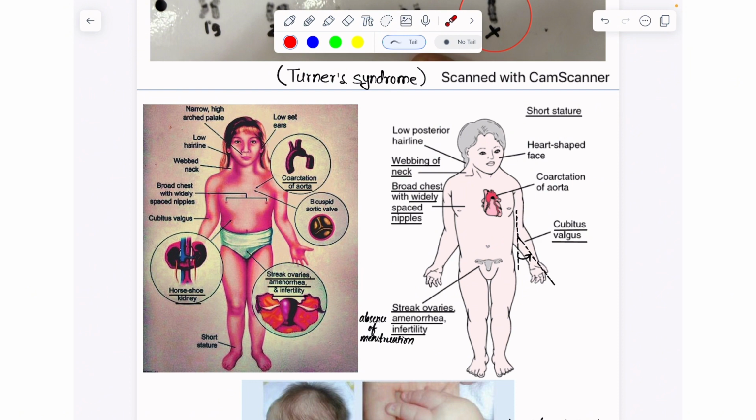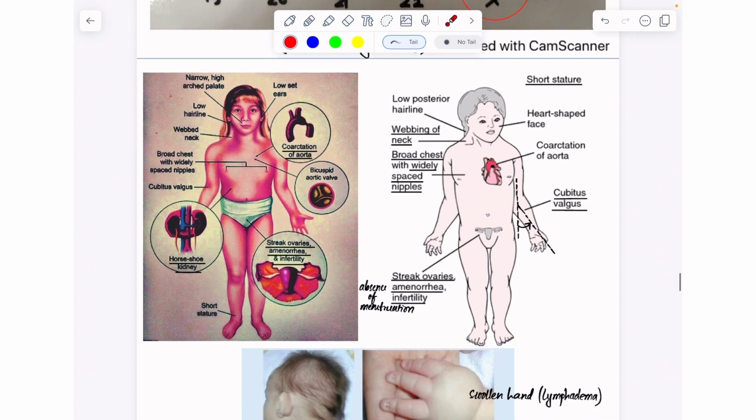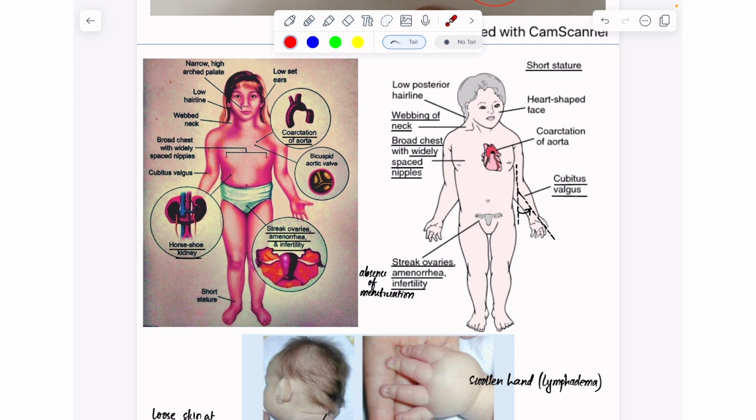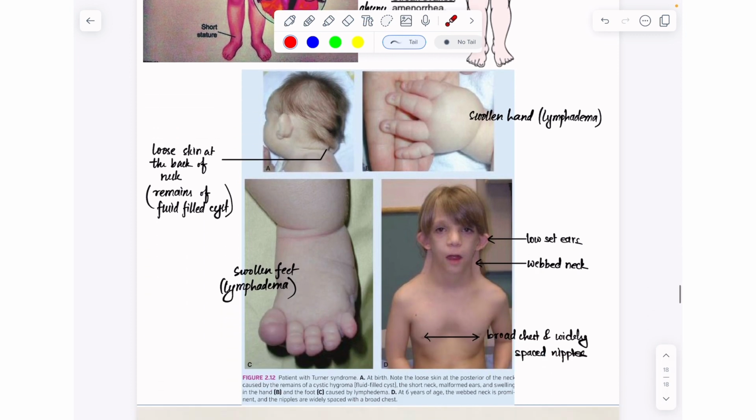There are two features, externally visible features and internally present features. Let's look at externally visible features. So there is webbing of neck, there is broad chest with widely spaced nipples. The forearm is far away from the body, or called cubitus valgus. The person has a short stature. The female, the lady, has a small stature. Okay, internally, there's horseshoe-shaped kidney, coarctation of aorta. Instead of having tricuspid, bicuspid aortic valve, ovarian streak, amenorrhea, that is menstruation does not take place, and infertility.